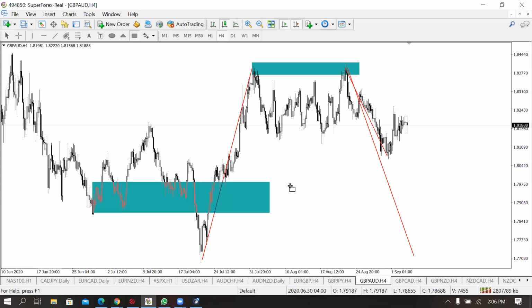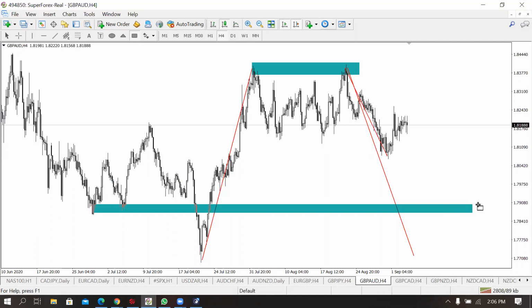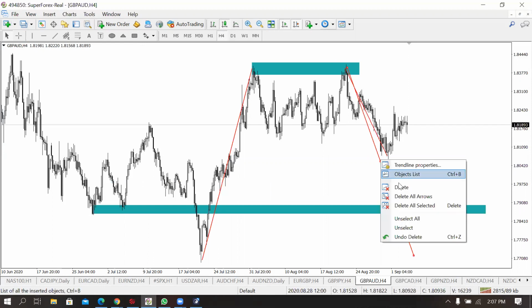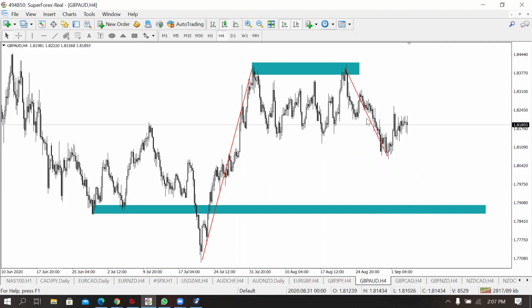If you look at this level here, it seems a strong level. And if you look at this level here again, let me get rid of this one. Okay, that one is a double top. If you look at this level here, it might be our A, B, C, D. So if we say here is A, here is B, C, and then we're expecting D here.